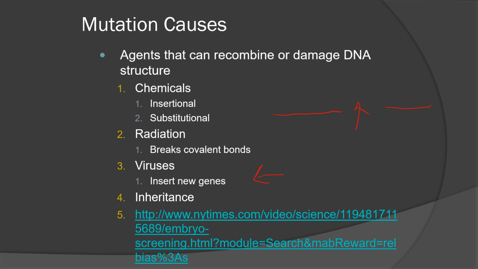And there are some mutations that you can inherit. If you get exposed to ultraviolet light and you get a mutation in one of your skin cells that can lead to skin cancer, that is not inheritable. That would happen to you, but you would not pass that mutation on to your children. The mutation has to occur in sperm and egg cells, has to be present in the sperm and egg cells to be able to be passed on. But there are some that are.